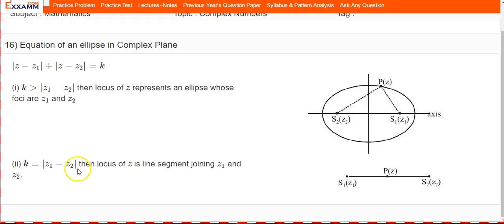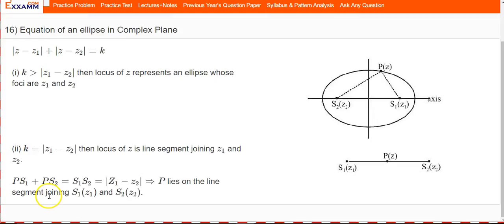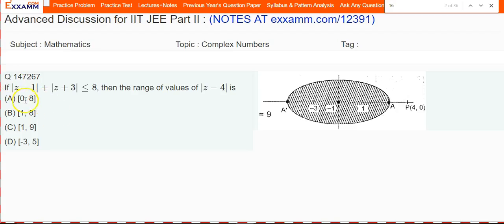Here, if k is equal to modulus of z1 minus z2, then the locus of z is a line segment joining z1 and z2. So here, this is the diagram for the same. Now let us take a very standard problem on the equation of an ellipse in the complex plane.